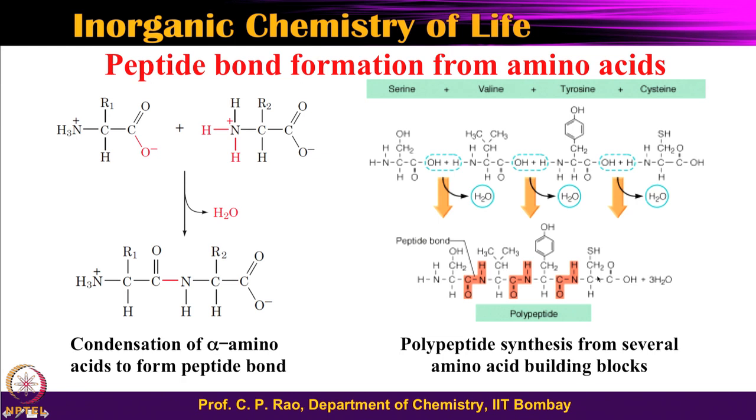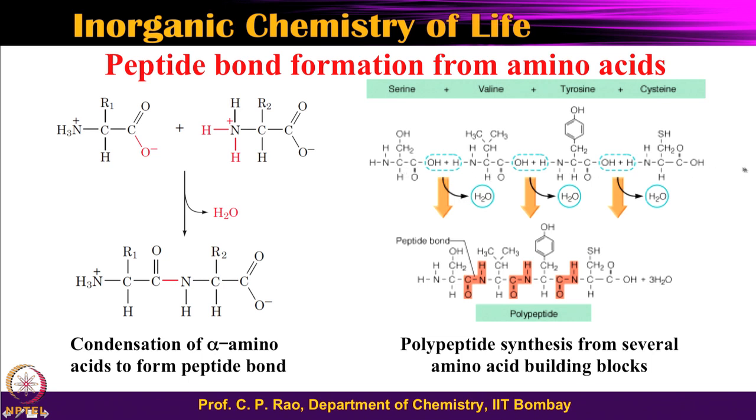How do you recognize the amino acid? From the C alpha center. You can easily identify these from the C alpha center. Okay, this is a tetrapeptide. If you extend it, it becomes a polypeptide, from several amino acids. Each one of these amino acids is called a building block.